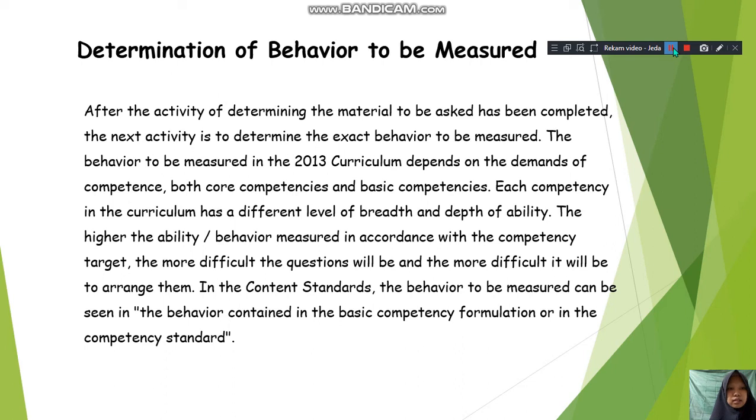Each competency in the curriculum has a different level of breadth and depth of ability. The higher the ability or behavior measured in accordance with the competency target, the more difficult the question will be and the more difficult it will be to arrange them. In the content standard, the behavior to be measured can be seen in the behavior contained in the basic competency formulating or in the content standard.